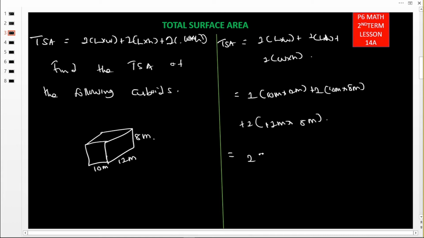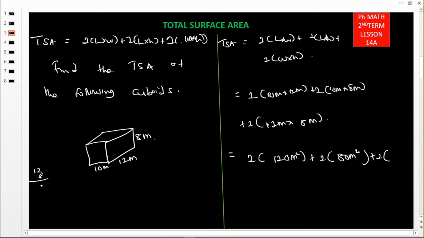So this is 2 into, we are multiplying 10 times 12, that is 120 meters squared. Then plus 2 into 10 times 8. 10 times 8, what is that one? That is 80 meters squared. Then plus 2 into 12 times 8. So we can multiply 12 by 8. 8 times 2 is 16, we put 6 here, then 8 times 1 is 8, plus this 1, 9. So this one is making up 96 meters squared.